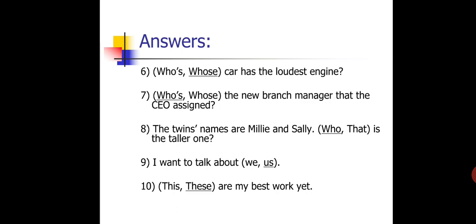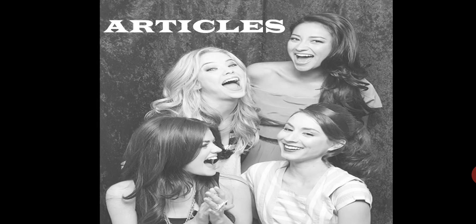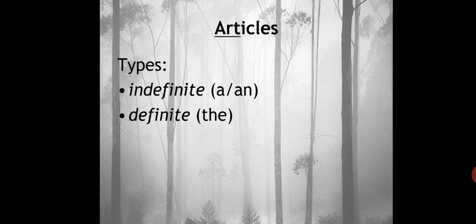So number 10, bakit siya these, not this? Kasi are eh. These are articles. We have two types. We have the indefinite, we have the definite. Indefinite, a and an. Definite, the.